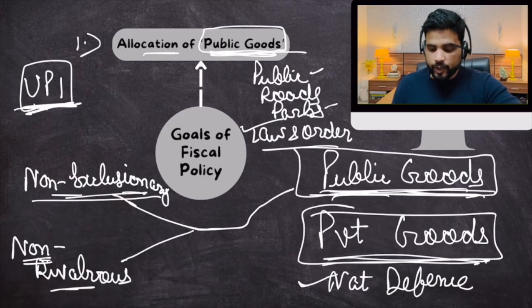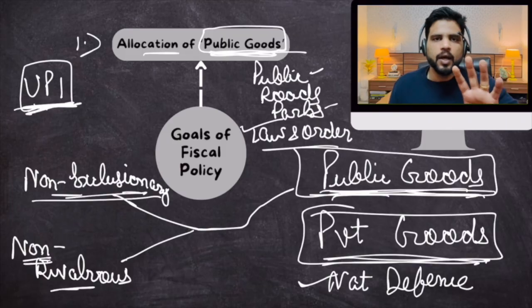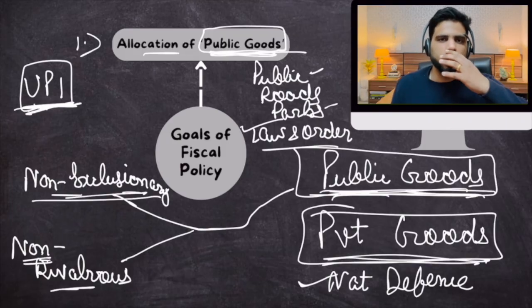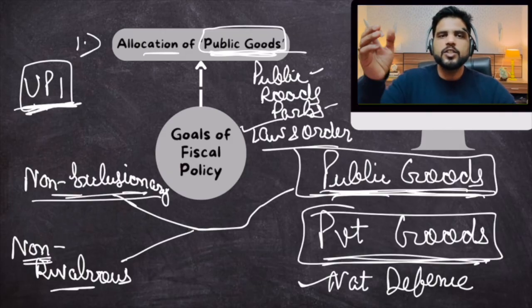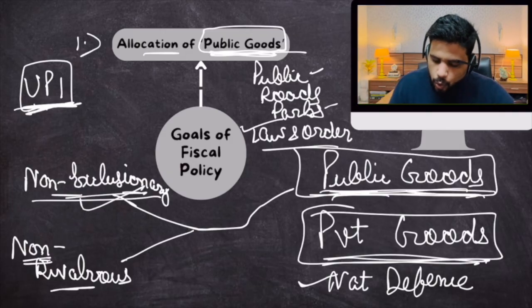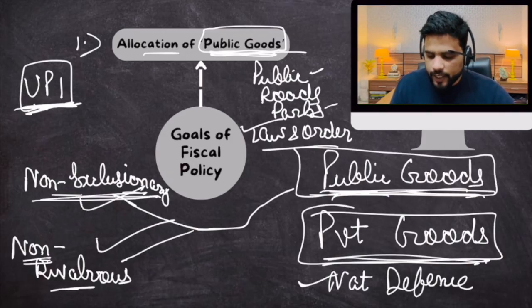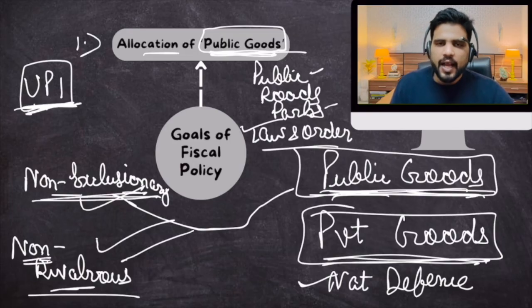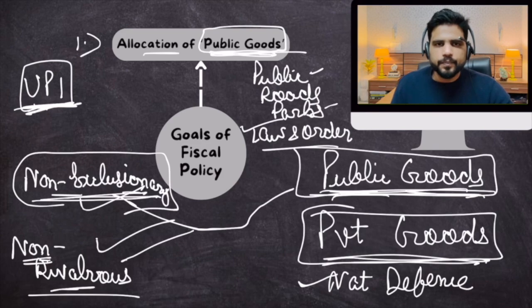Okay, be careful with this definition. Always remember, if you are asked in your exam what is a public good and what is not a public good, let's suppose there is an MCQ which says which of the following is not a public good, then apply these two principles: those goods which are non-exclusionary and non-rivalrous. And most of the time, if you only apply non-exclusionary, you will get an answer.